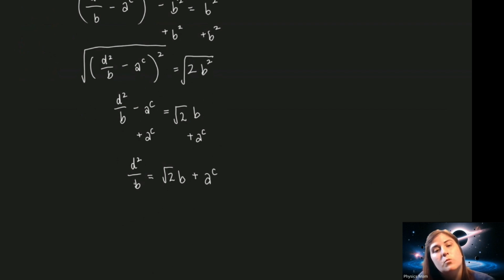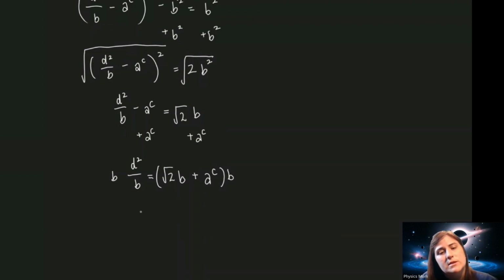And then I still want to get d squared by itself. So b is being divided. I'm undoing division by multiplying it to both sides. Now, because of the addition sign here, this is where the PEMDAS or the order of operations is extremely important. Because of this addition sign here, that means I have to distribute when I multiply by b squared, because multiplication is on a higher order of operation than addition.